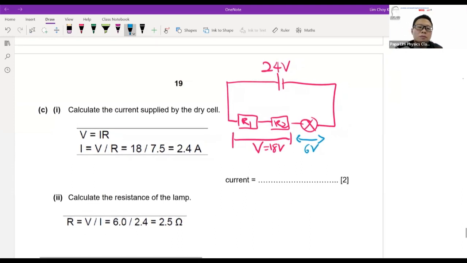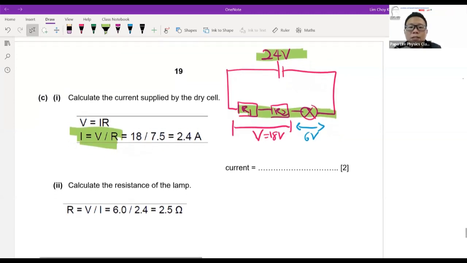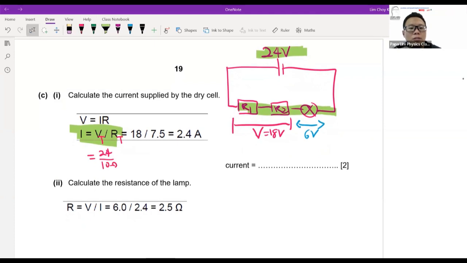Now, there are a few ways to find the current supplied. If I want to use the total EMF, the total potential difference, I need to use the total resistance of the entire circuit, because V equals IR, which rearranged is voltage divided by resistance. If I want to use total voltage, which is 24 volts, I will need to use 10 ohms, because the total resistance is 10 ohms.